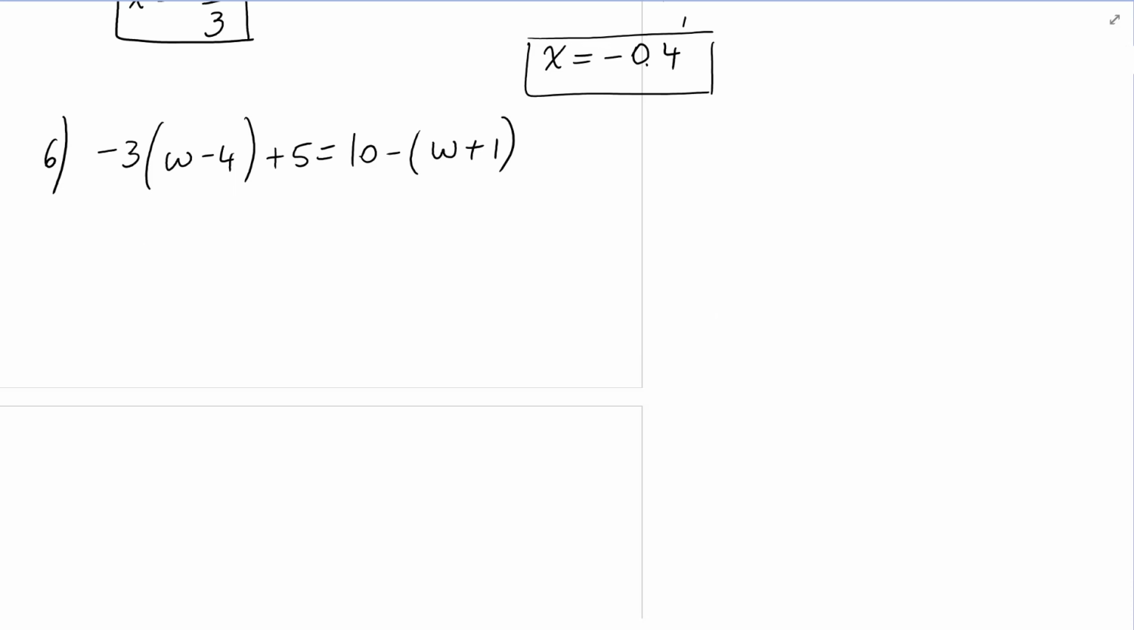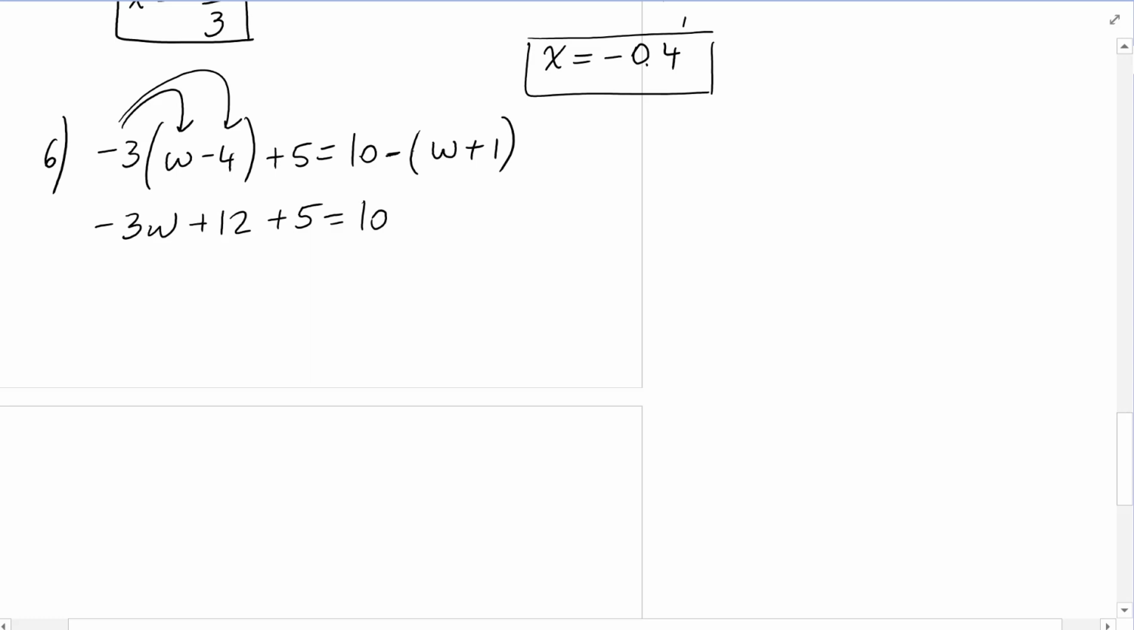Let's solve problem 6. Now problem 6 is a little bit different than the other ones because it has parentheses, and it has letters on both sides. So what we're going to do first is open the parentheses. So negative 3 times w is negative 3w. Negative 3 times negative 4 is plus 12, plus 5 equals 10. Now this negative means in front of the parentheses there is a negative 1. So negative 1 times w is negative w, and negative 1 times 1 is negative 1. Let's add like terms, so negative 3w plus 17, because 12 plus 5 are alike. 10 minus 1 is 9, minus w.